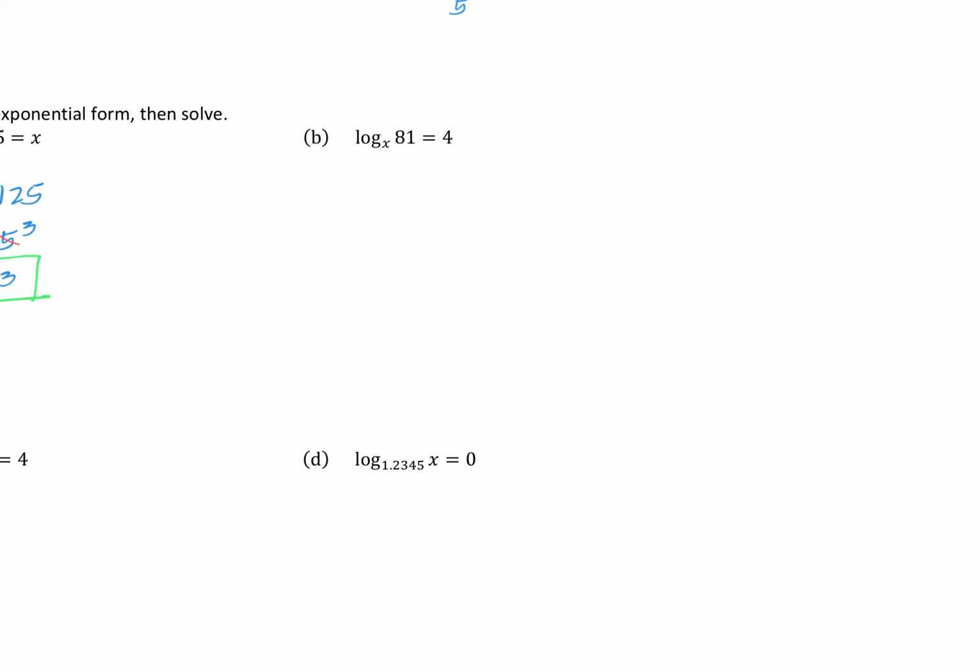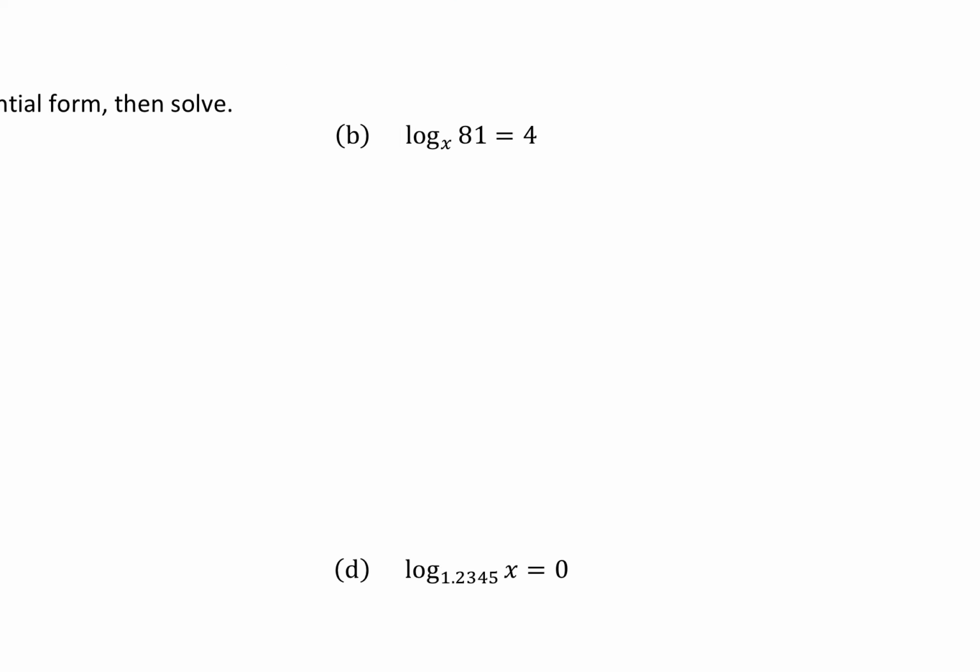Let's try this again in part B. We have log base x of 81 is equal to 4. So this time I'm trying to solve for the base x. Again, rewrite it. The exponent is 4 and the base is x. So this is going to be x to the 4th is equal to 81. Again, you could probably guess that x has to be 3.